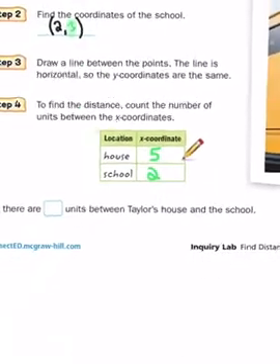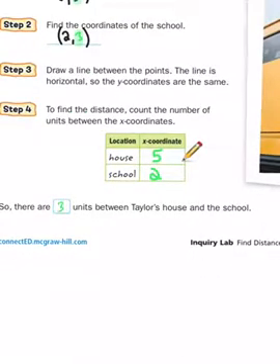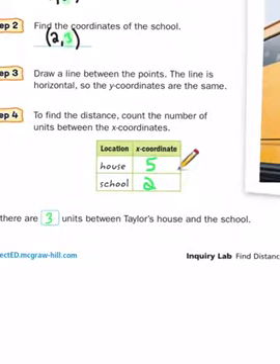So, remember how we said we know it's 3 units apart? My question is, what would you do to these numbers? Well, you can count from 2 to 5, yes, but wouldn't you just subtract? 5 minus 2 is 3.